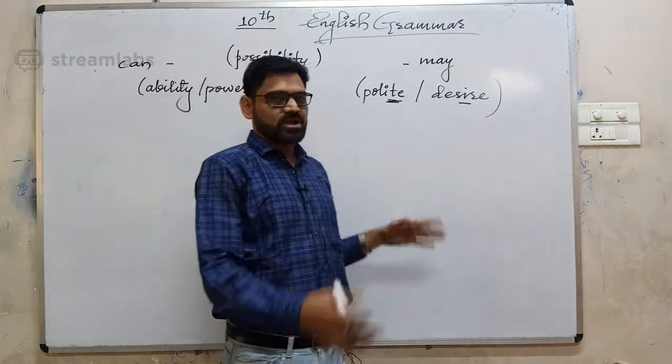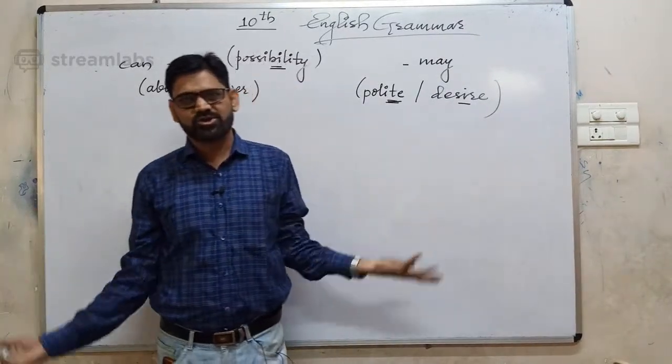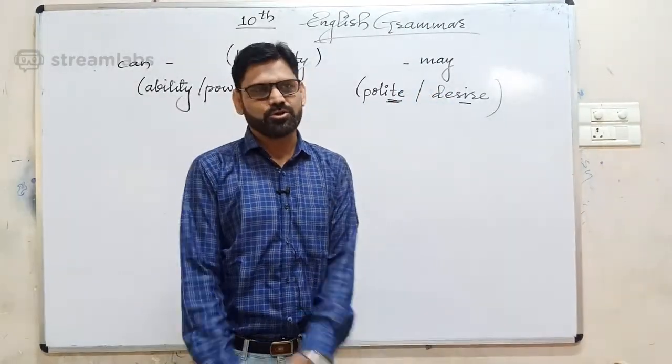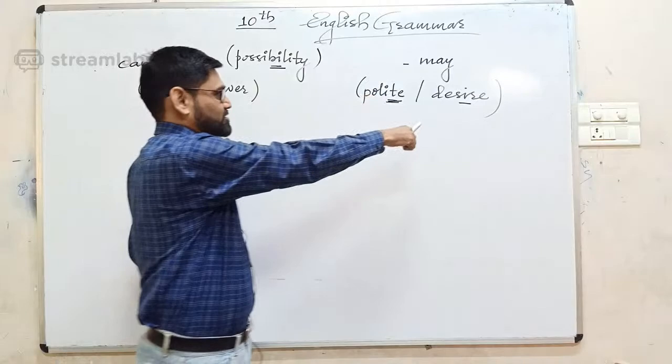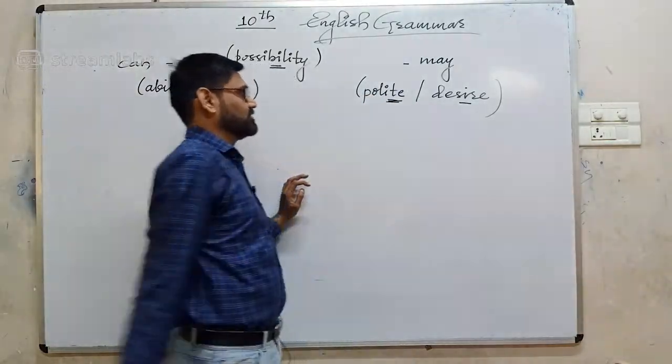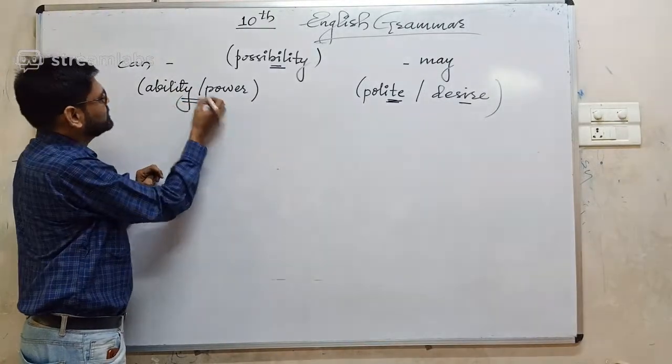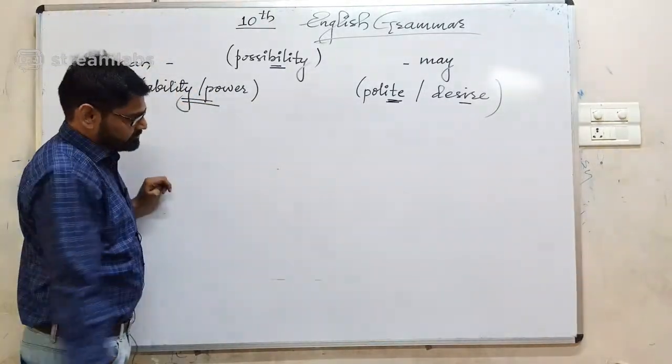Suppose we are invited to a party, but it depends on your wish whether to go or not. So that time we say I may go, I may not go. It's the case of desire. It's not compulsory to attend every party or function. So that time it's desire. But when it's ability or power, it is can.